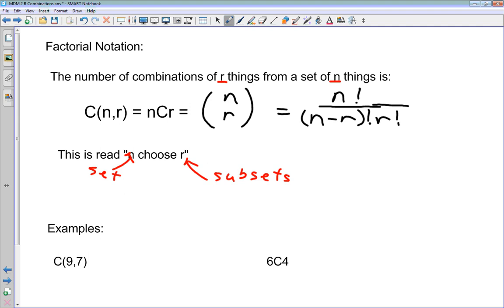And the only restriction on n and r here is that obviously n and r are still going to be positive numbers, just like they were with permutations, and n always has to be greater than or equal to r, just like in the example that we did there.